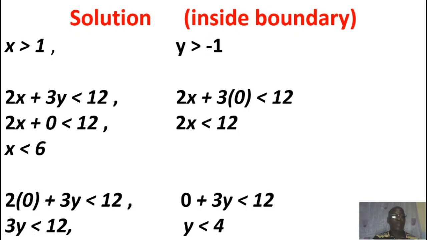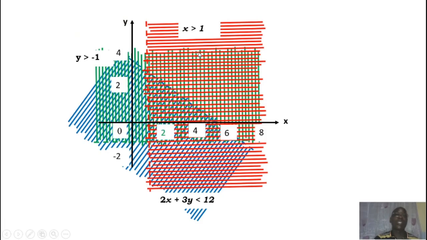So what are we going to do? We put the points on the x-axis where x is 6 and show the direction towards all numbers less than 6. We pick the points on the y-axis where y is 4 and take the direction where all values are less than 4, remembering that you have shaded x greater than 1 and y greater than minus 1. We go and see what the graph will look like.